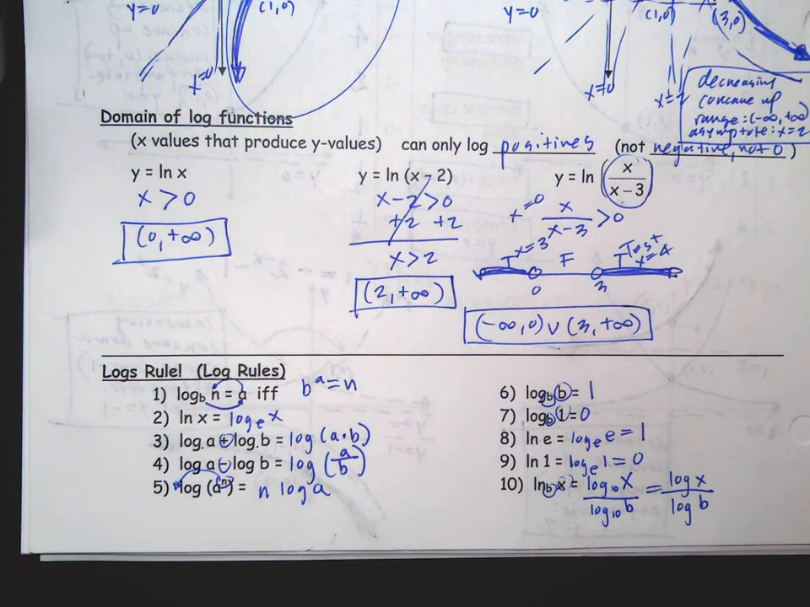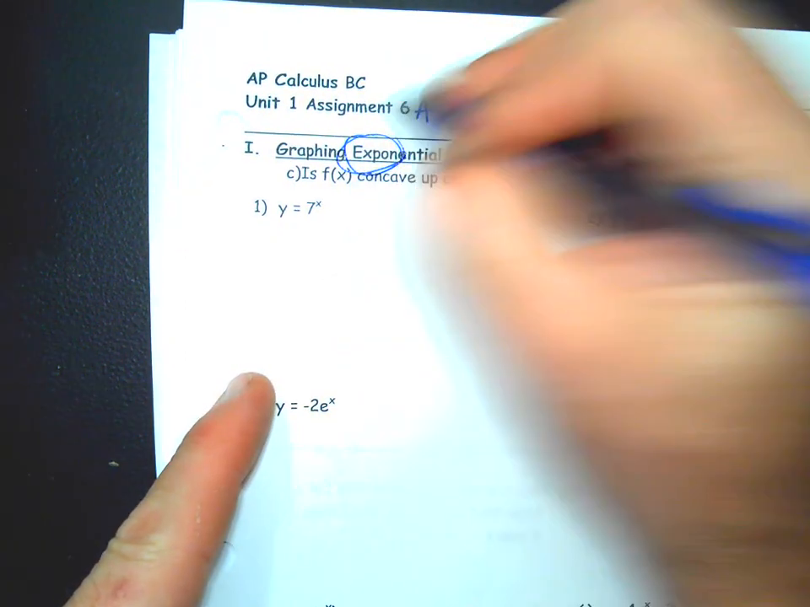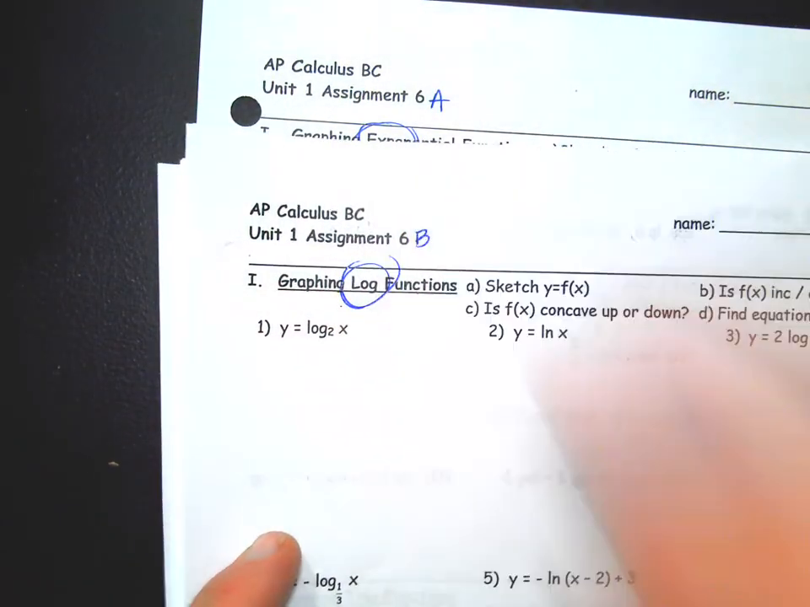Now, maybe we can try a couple problems real quick on the homework. There are 2 worksheets for tonight's assignment, one for exponentials and one for logs. So there's Unit 1, Assignment 6. We'll call it A for exponentials. And there's Unit 1, Assignment 6. We'll call it B, and that one's for logs.